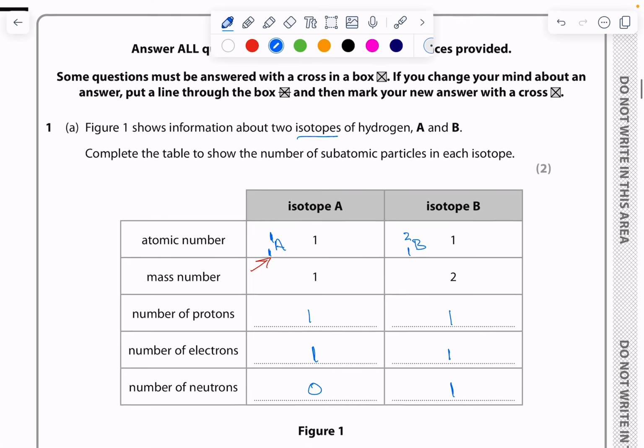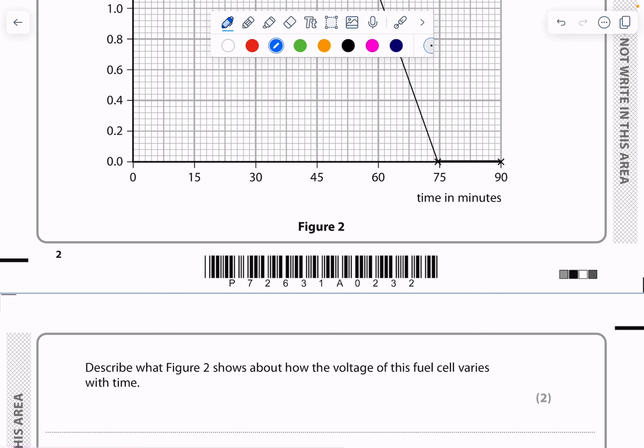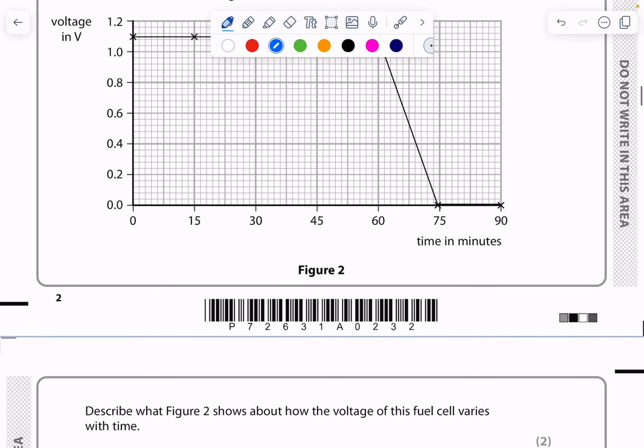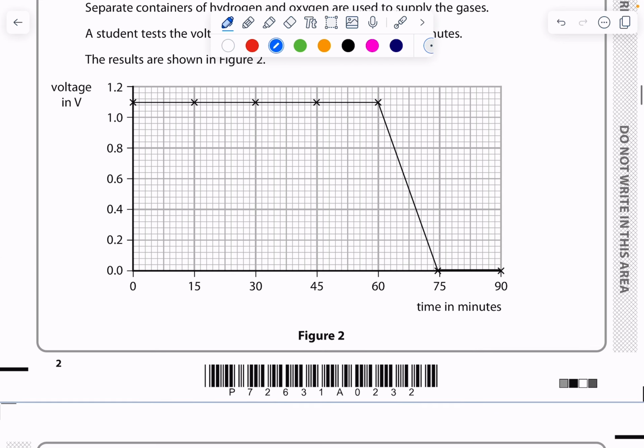Okay? Carrying on, we're then told that we've got a fuel cell working away here. And the question goes on to ask us to describe what figure 2 shows about how the voltage varies over time. Whenever you get a question like this linked to a graph, you must always include numbers in your response. So use the data from the table in order to get your answer across to them. So what I'm going to look at here is I can see that this is actually at a reading of 1.1 volts, and it stayed at 1.1 volts for 60 minutes.